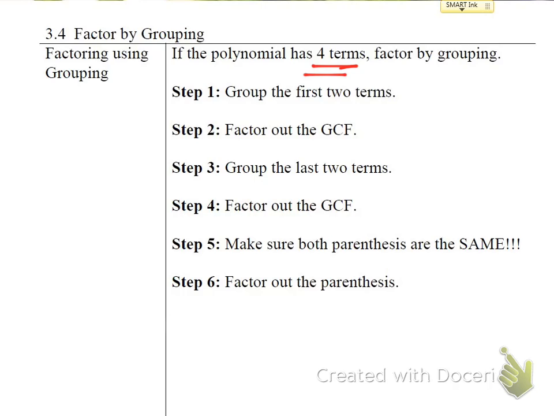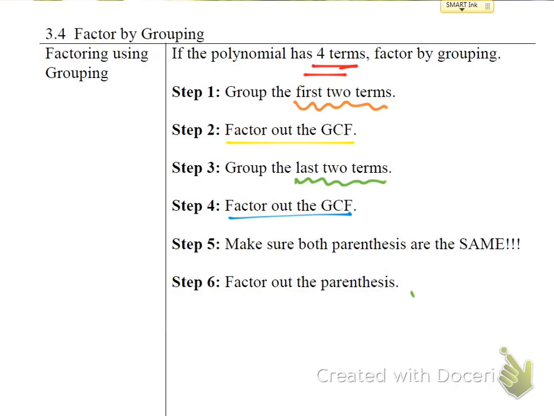So what would the steps be? First thing you are going to do is you are going to group the first 2 terms together and then factor out the GCF between those 2 terms. Step 3, you are going to group the last 2 terms, and then same thing, you are going to factor out the GCF between those 2.